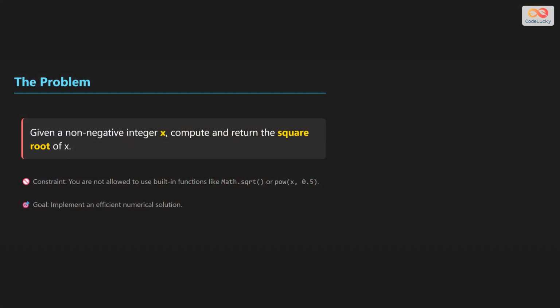Let's define the problem clearly. You are given a non-negative integer x. Your task is to write a function that calculates the square root of x. The catch is that you are not allowed to use any built-in functions like Math.sqrt or the power function. You need to implement the logic from scratch.